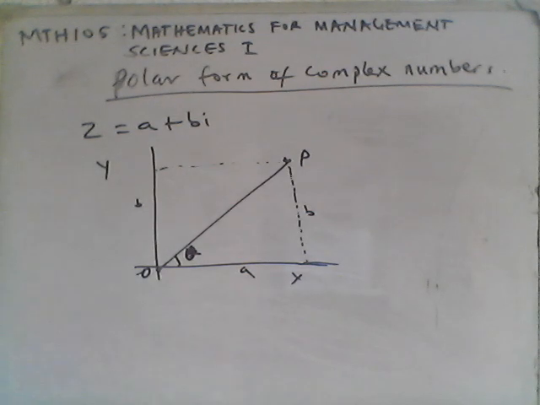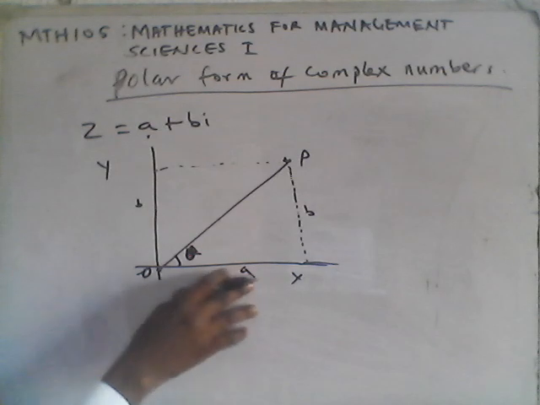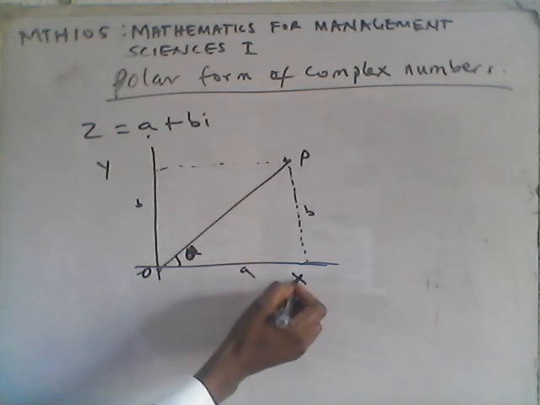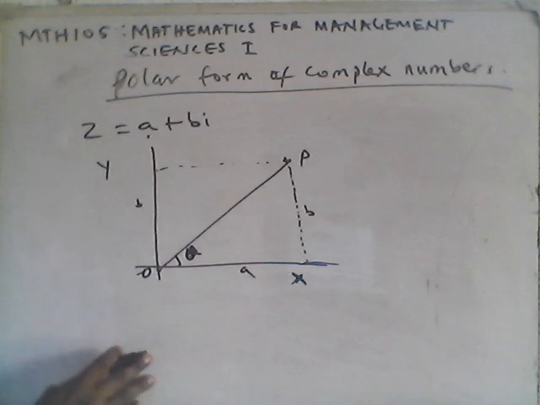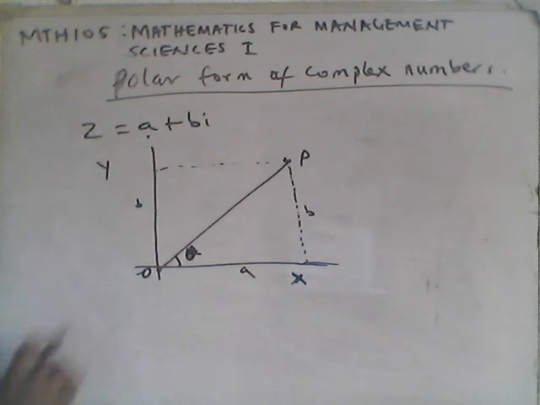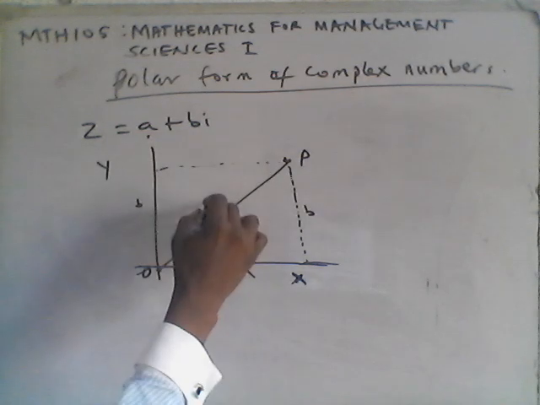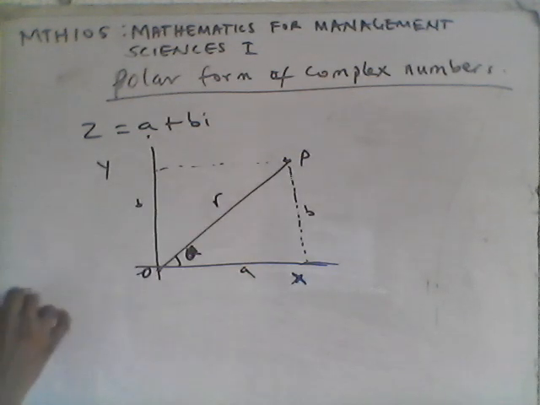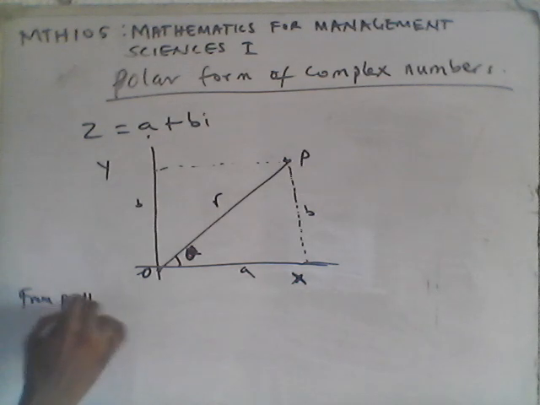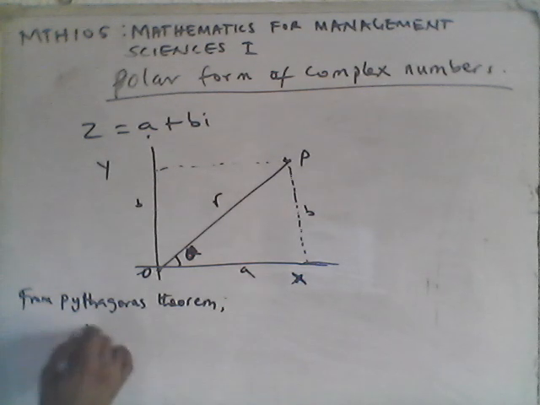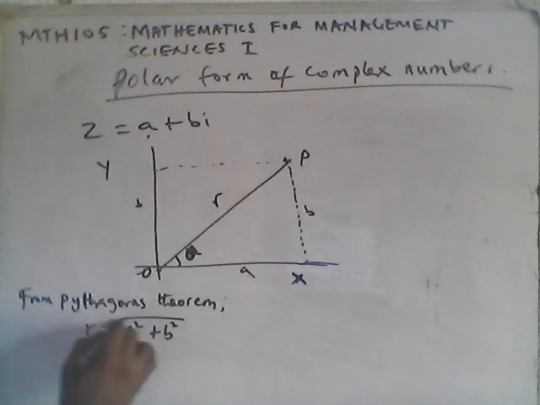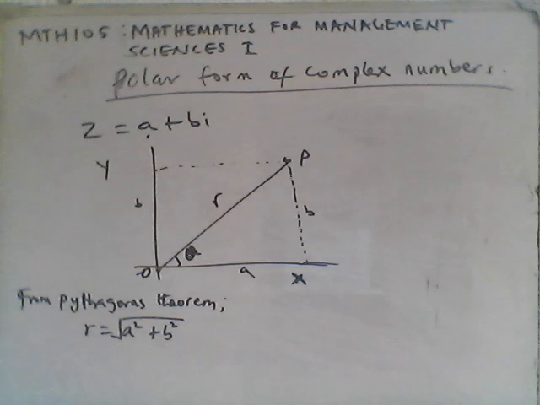So we can represent this complex number on an Argand diagram. This is a. The a part, the real part, is the part that can be measured on the x-axis, and b, the imaginary part, is the part measured on the y-axis. Now recall from Pythagoras theorem that this OP is called the hypotenuse, let's call it r. So r is equal to the square root of a squared plus b squared. We know this one. If at this level you don't know this, then it means your foundation is really weak.